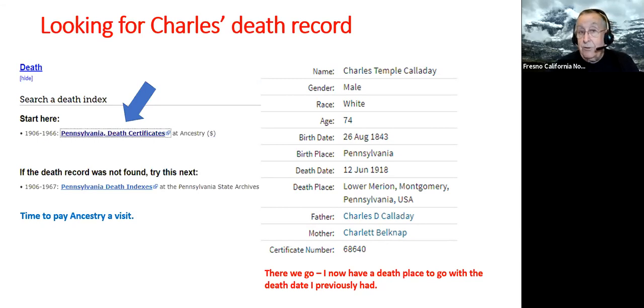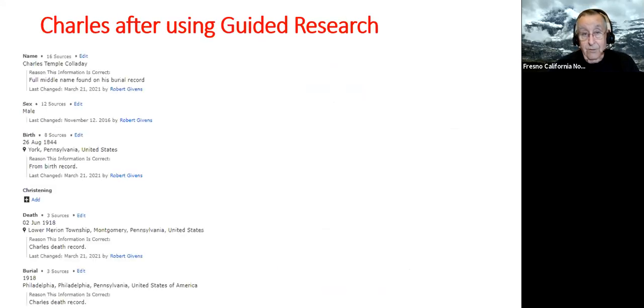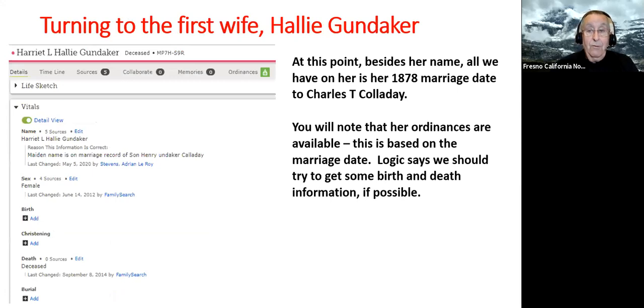Okay, so I've answered my 2 questions using guided research. So now this is what Charles looks like. I've got his full name. I've got his full birth date and place. I have his death date in place. And I even know where he's buried. He's buried in Philadelphia. So I've been able to really add a lot to Charles. So now let's look at Hallie, because at this point, his first wife, all we know is her name.